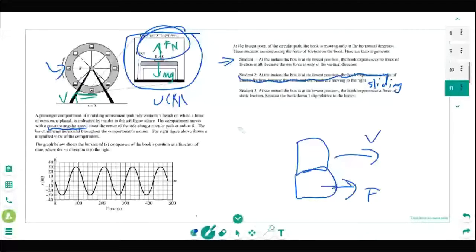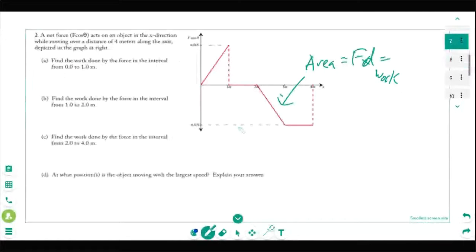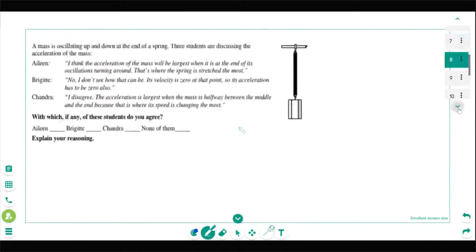All right. Now, can we do a question with work? Sure. Let's grab one with work. Do you want to do work into energy or just work as force times distance? Energy. Okay.